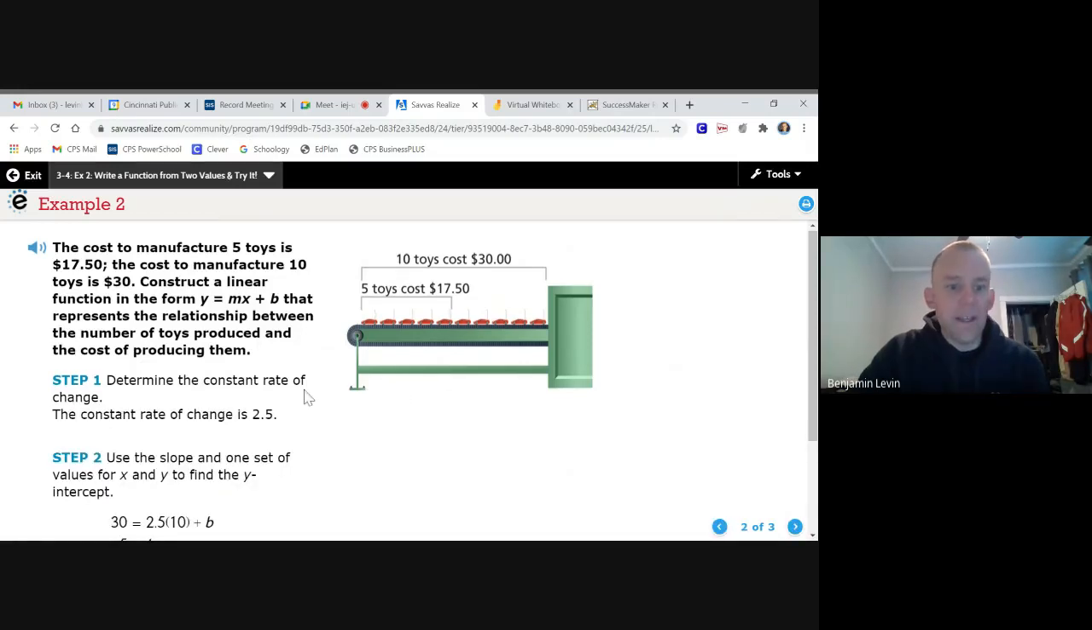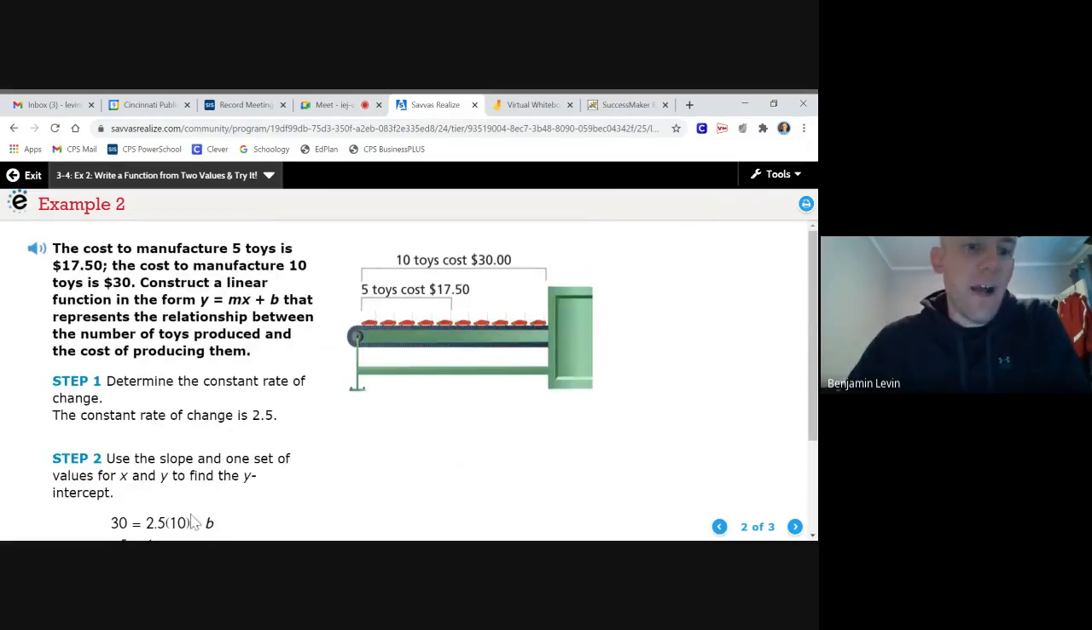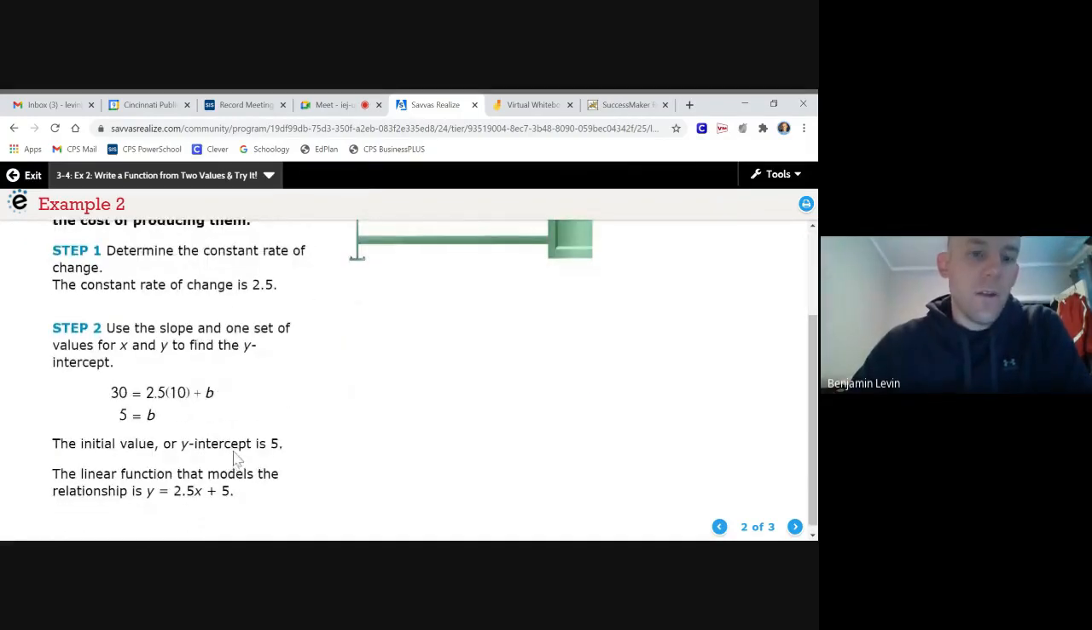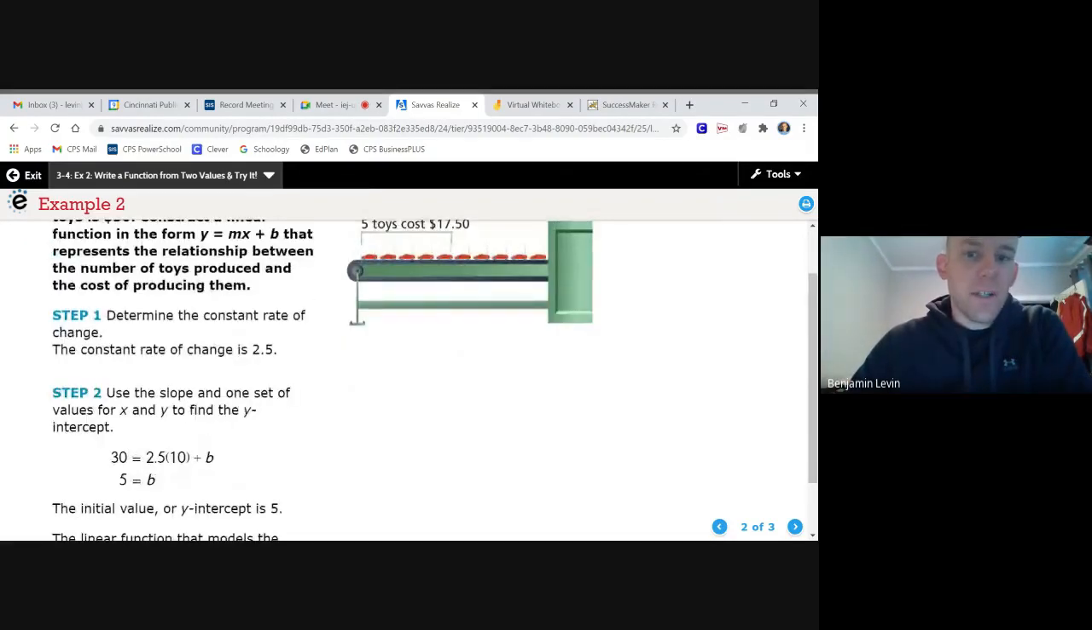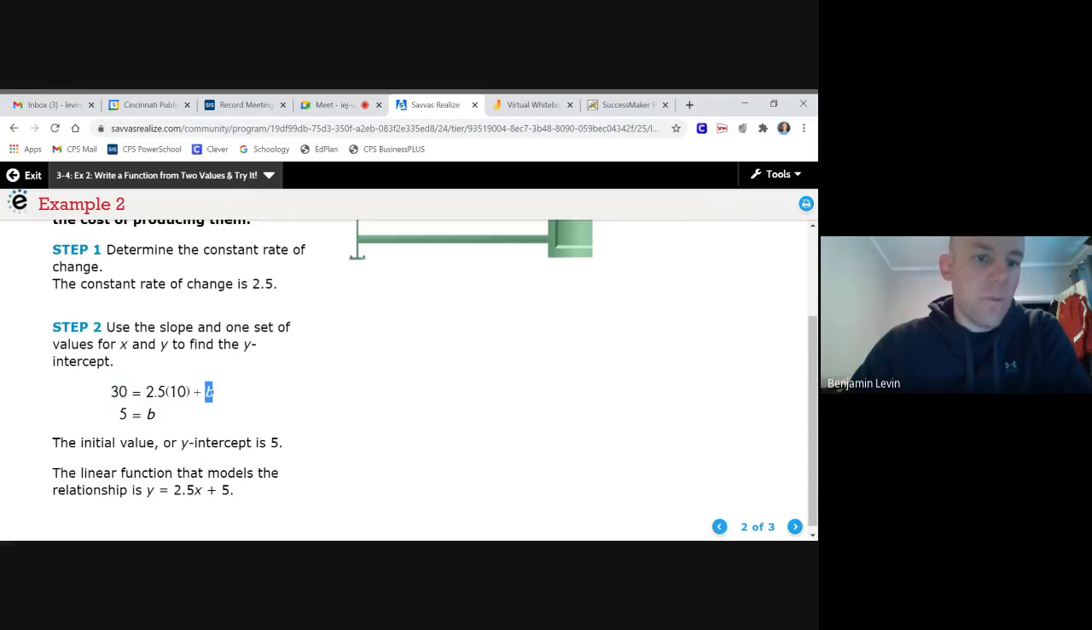And then we can set this up backwards to solve for B and find out what our y-intercept is, okay? So look what they did here. We know that this information is true because it told us 10 toys cost 30 bucks. So we subbed in 10 toys into the X and we subbed in 30 bucks into the Y. And now our only information we don't know is B.